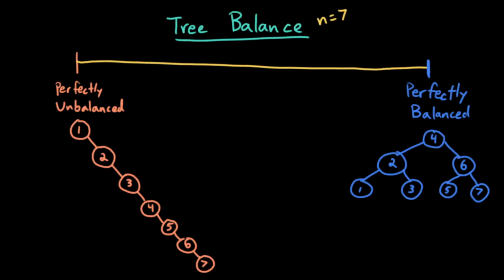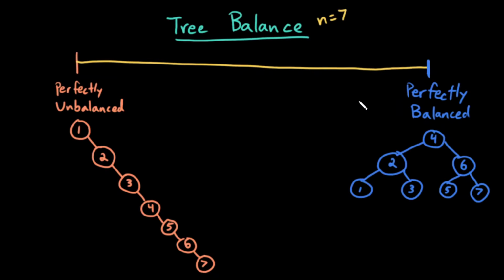We can start to describe time complexity with respect to tree balance. So we can think of tree balance as being this metric of how tall a tree is with respect to the number of nodes it has. And we can think of it kind of as a spectrum. So given some n, some number of elements, number of nodes in my tree, I can think of tree balance as being a spectrum between perfectly unbalanced and perfectly balanced.